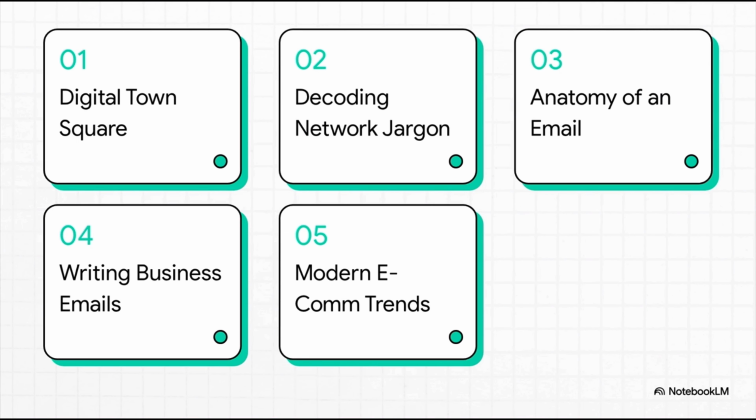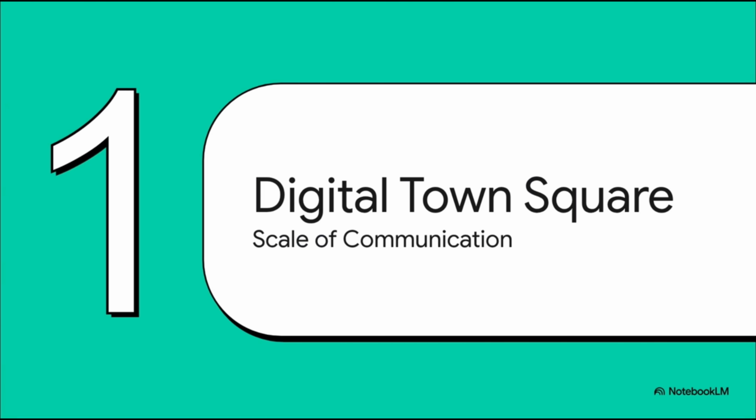Here is our roadmap for today's syllabus. First up, the digital town square. Second, decoding network jargon. Third, the anatomy of an email. Fourth, writing business emails. And finally, modern e-communication trends. Let's get into it. Section 1.